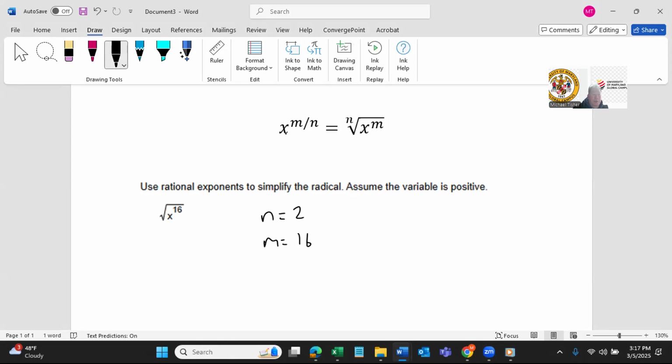And so all we have to do is just rewrite this in the format x to the m over n. So with that, the square root of x to the 16 is x to the 16 over 2. And then simplifying this, x to the 16 over 2 is x to the 8. And so the answer is x to the 8. So the square root of x to the 16 is x to the 8.